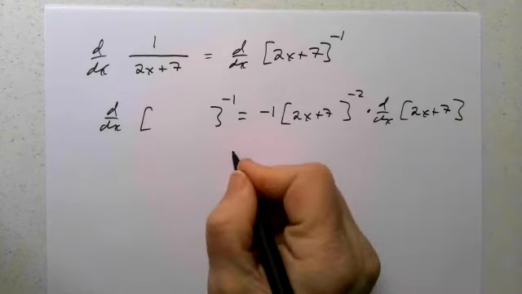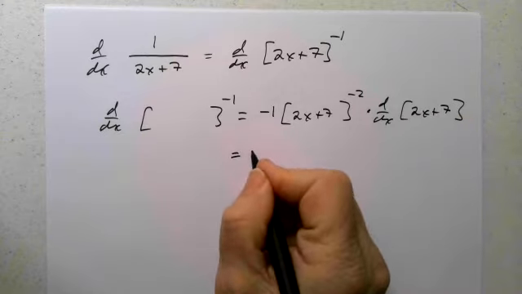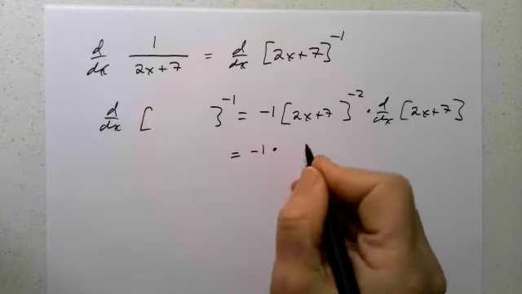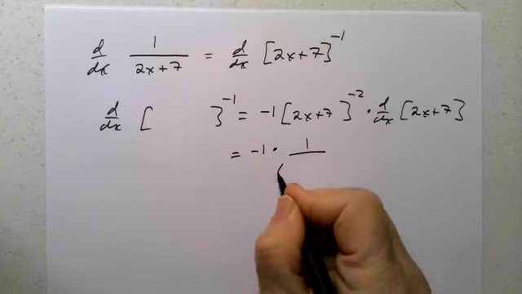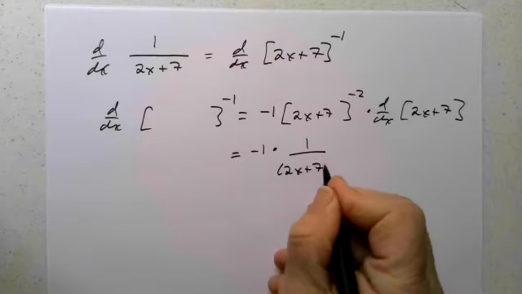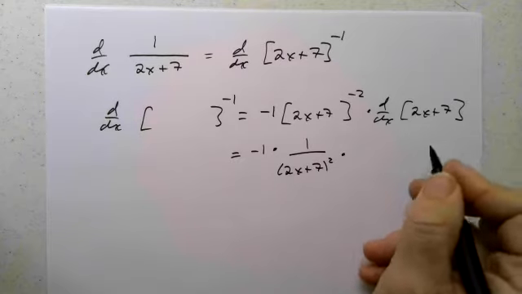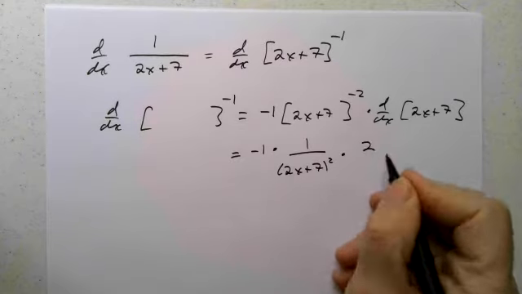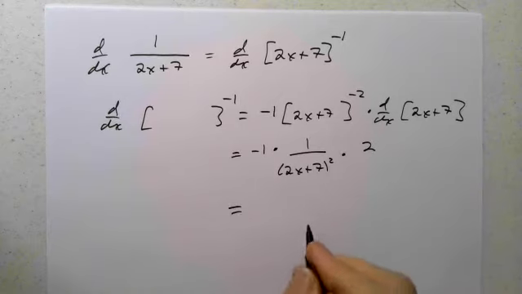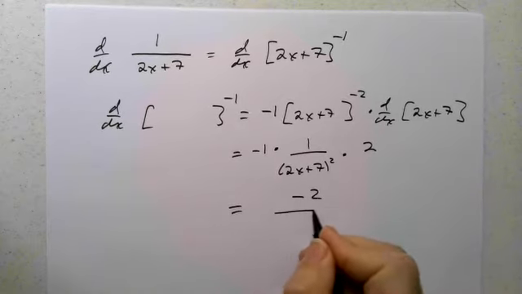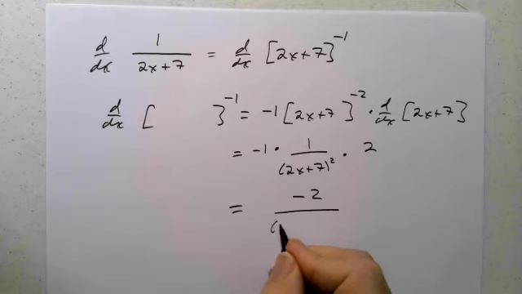So what we get here is negative 1 times 1 over 2x plus 7 squared times the derivative of 2x plus 7, which is 2 plus 0, just 2. So upstairs we have negative 2. Downstairs we have 2x plus 7 squared.